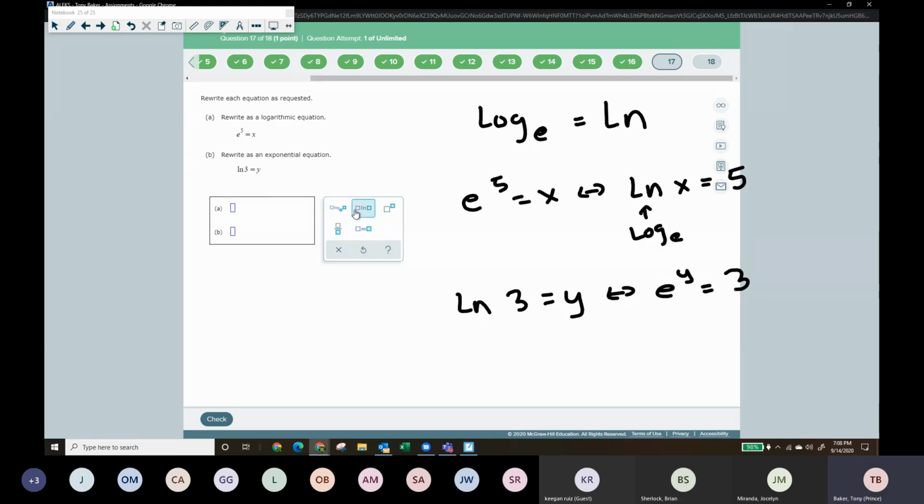So this one is ln of x equals 5. And this one is e to the y equals 3.